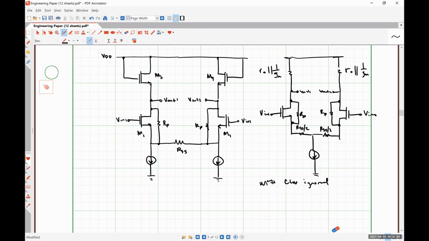But on simple stages like that, let's start from the top and work our way to the bottom. What does this thing look like and what can we replace it with? We took these M4s and changed them into just some new value of RD that happened to be r0 in parallel with 1 over gm, because we know how that behaves. We know that this RP, because it's placed between the drain and source, is going to be in parallel with r0 if channel length modulation weren't ignored. It's going to take the place of r0 if channel length modulation is ignored.